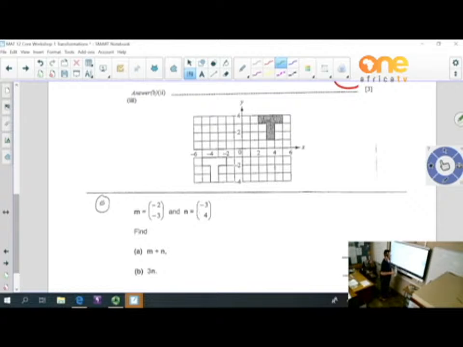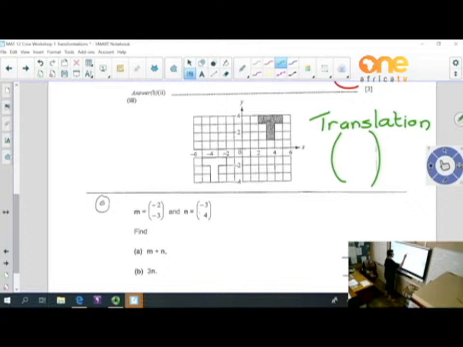The next one. Which transformation is this one? This is now the translation. It's this slide. Can you see? From here to here. Now we have to find the column vector, so x and then y.